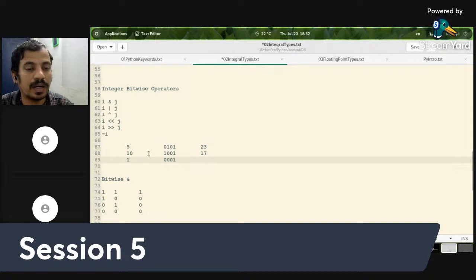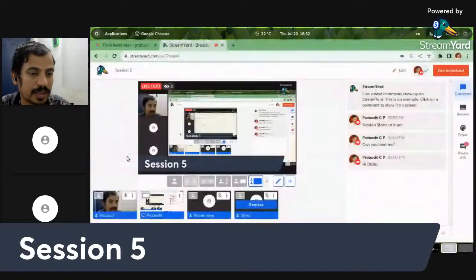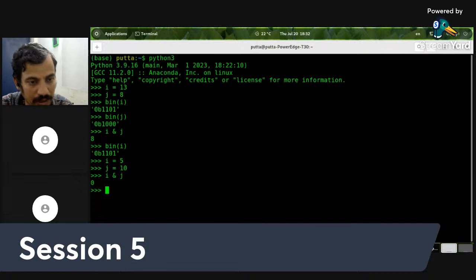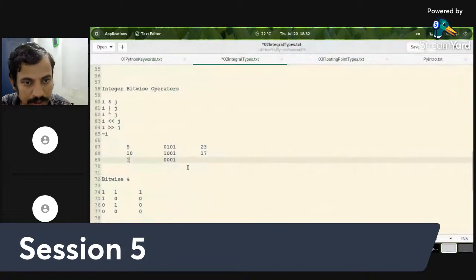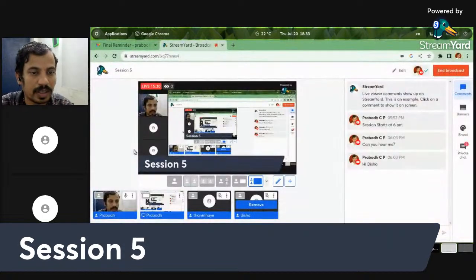Did you understand this particular part as to how to perform bitwise AND operations? Yes, sir. Okay, so let's verify this. I assign I is equal to 5, j is equal to 10, and perform I and j. Did I do the computation somewhere wrong? Oh, 10 is not 1001. Sorry, that's 9. So 5 and 9 should give me a result.